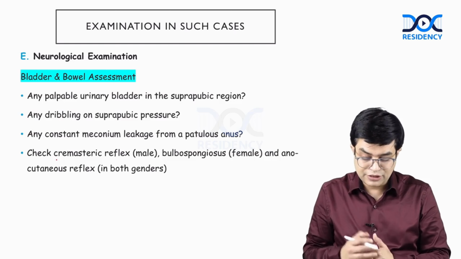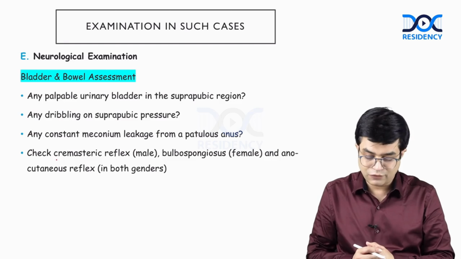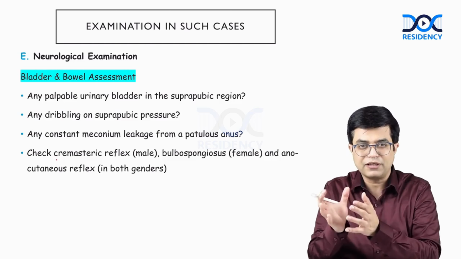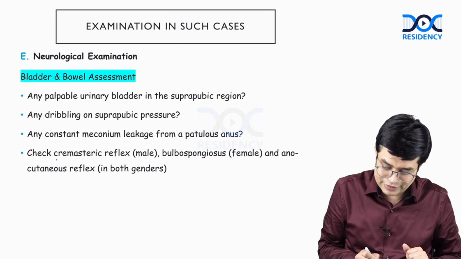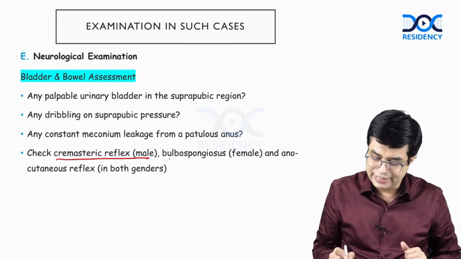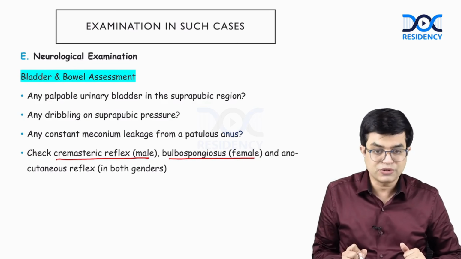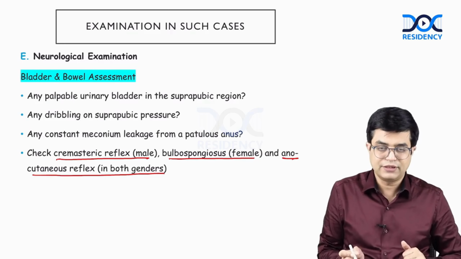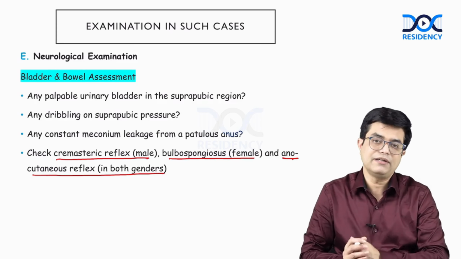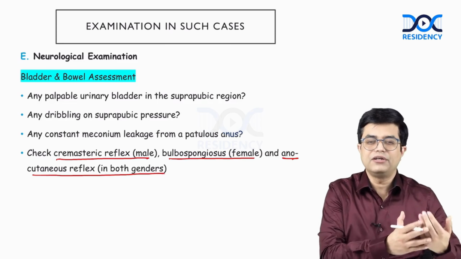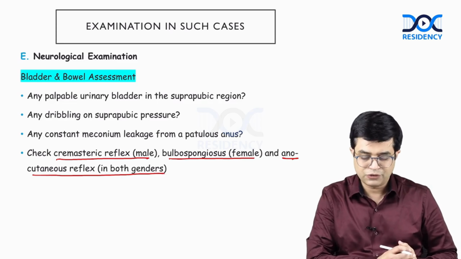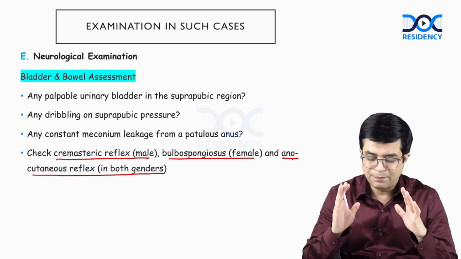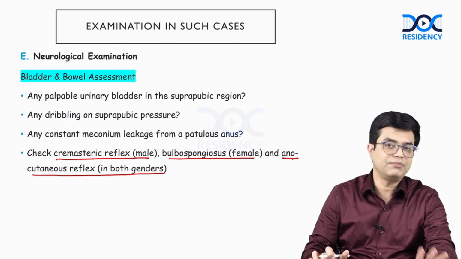You will check for certain reflexes involving the bladder and bowel which have the same spinal cord level involvement. Like in males, you will check for the cremasteric reflex. In females, you will perform the bulbospongiosus reflex. And in both genders, you can perform the anocutaneous reflex. How to perform these reflexes, again, there is a separate video, detailed neurological examination videos are there, so I'm not discussing them here. So these are the bladder and bowel assessments that you will perform in the patient.